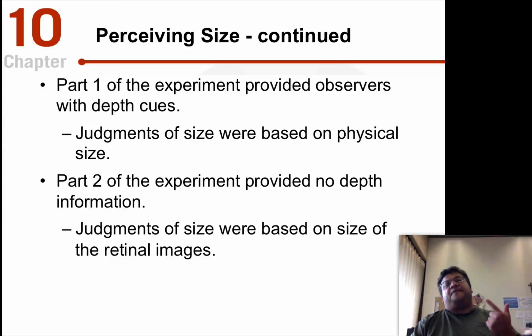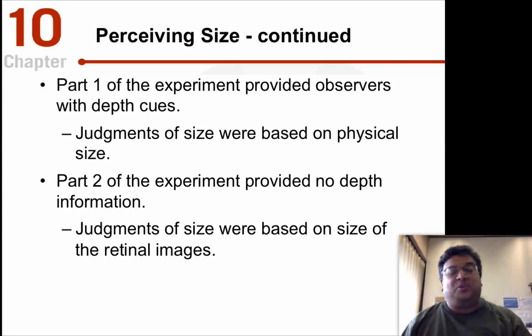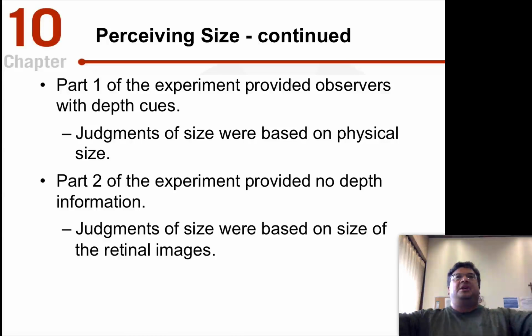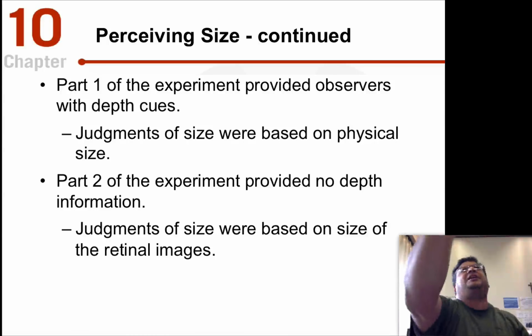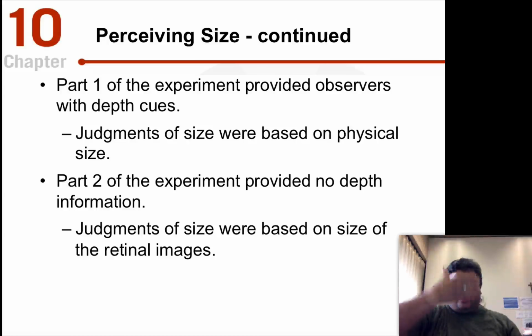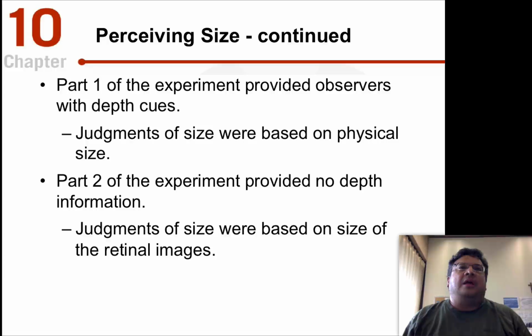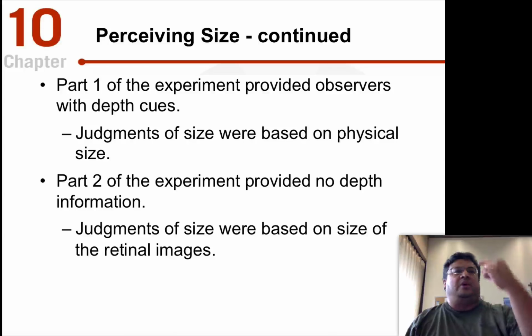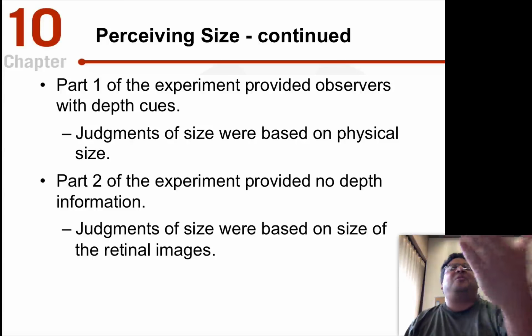But in this experiment, if the subjects were provided with no visual cues, just completely pitch black and then a dot, and you had no idea if it was right here or way down there, what they would do is use the visual angle, or how big the image was being projected onto the back of the retina. They would use that as a cue for how far away things are.